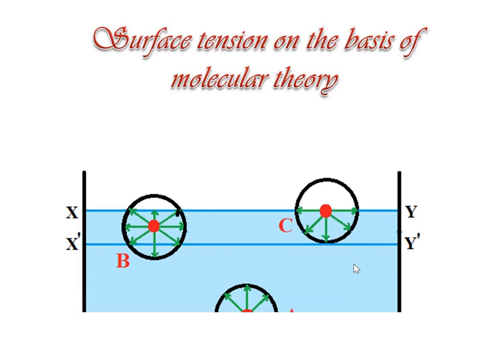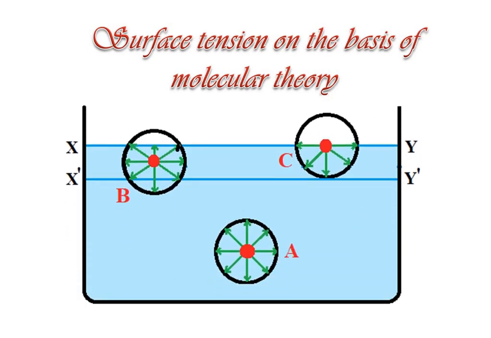As we discussed in the previous video, surface tension on the basis of the molecular theory. Here is a beaker containing water and here are three molecules, molecule A, molecule B and molecule C. Molecule A experiences more cohesive force as compared to molecules B and C, because B and C lie in the surface film of the liquid. So from this we start the new point.